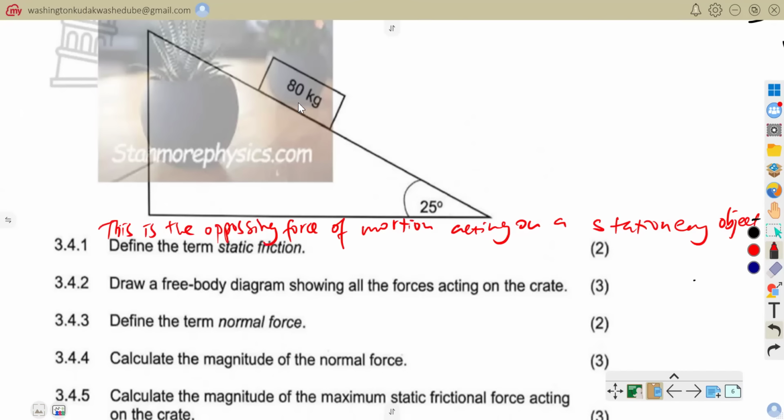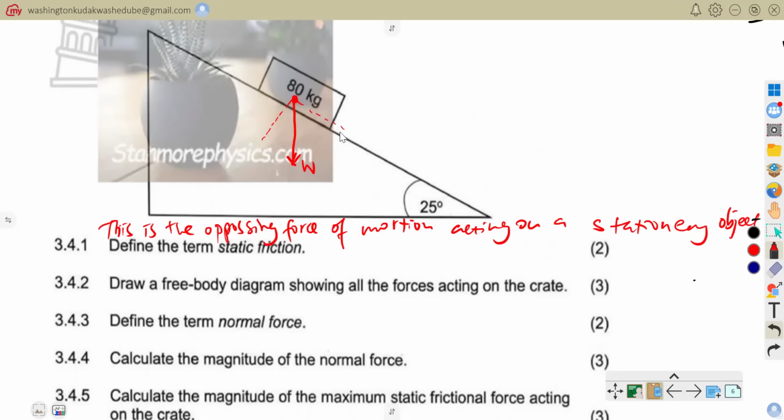on the crate. So you want the forces that are acting on this crate. So you would see that due to the weight of this object, we are going to have what? We are going to have a vertical force that is the weight of that object. And then this weight would be in parallel component as well as in perpendicular component. We can resolve it.